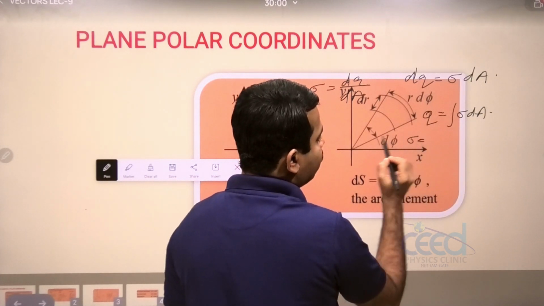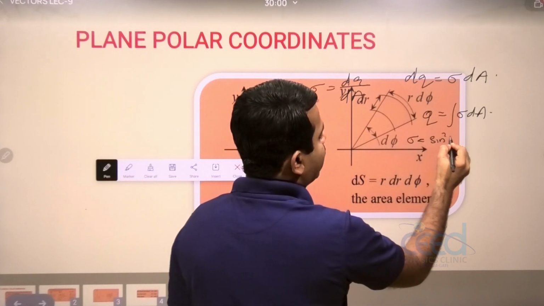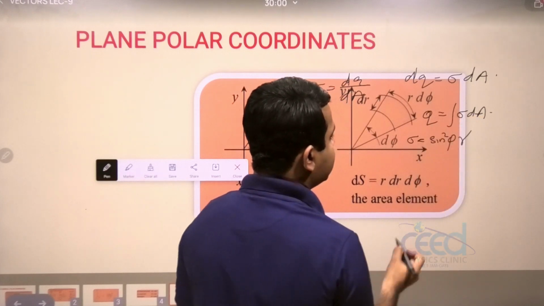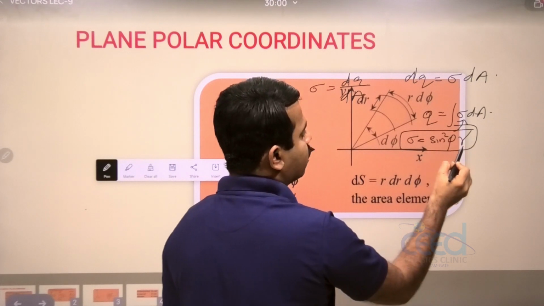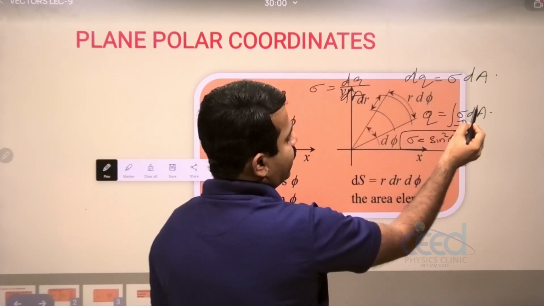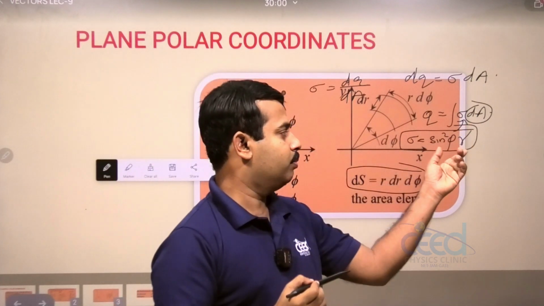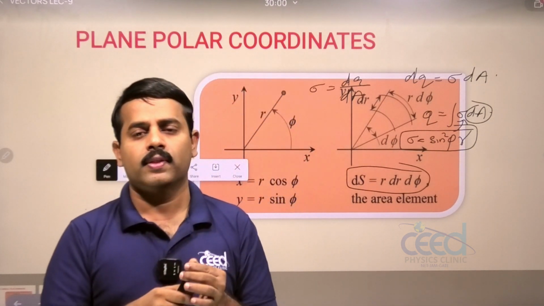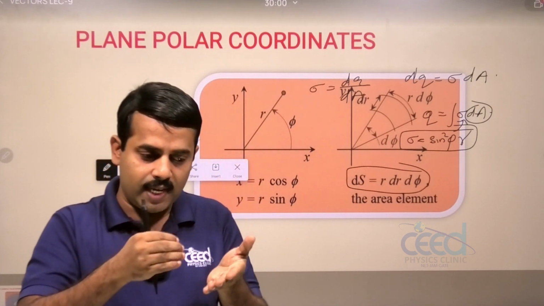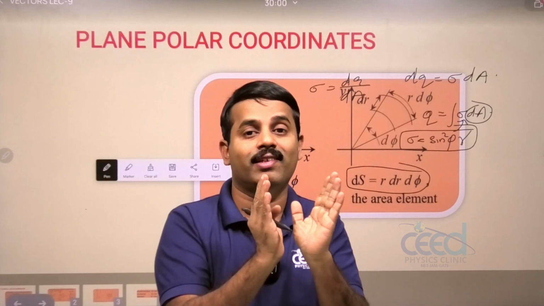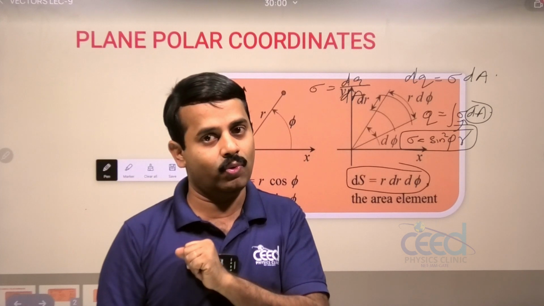But sigma is given as some function, like sine square phi into r. It is a function of phi and r. Then we substitute this value for sigma, and you have to choose the right area element for dA. Only then can you integrate, because the surface charge density is given in plane polar coordinates, so the area element that you should select is the area element in plane polar coordinates.